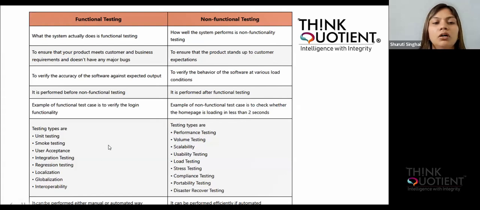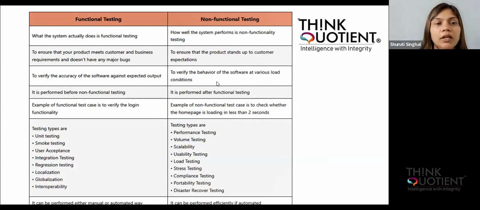Right? If I talk about functional testing, it can be performed either manually or in an automated way. Non-functional testing can be performed efficiently if it is automated. We can automate both types of testing, but sometimes there are many functional tests which cannot be automated, for example, captcha code testing or any kind of OTP generation testing.